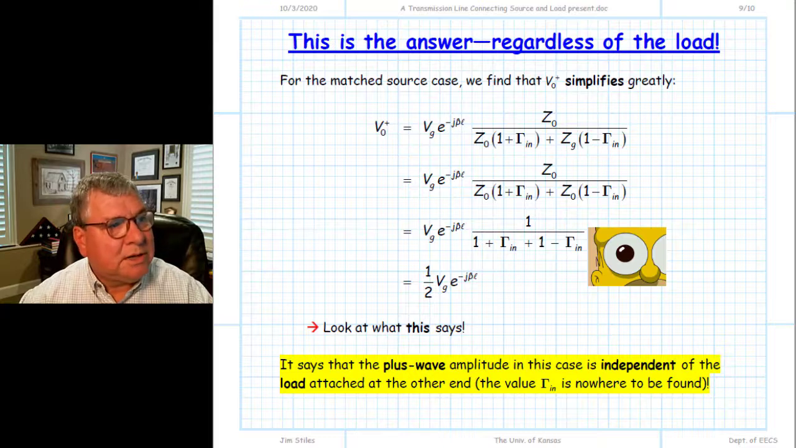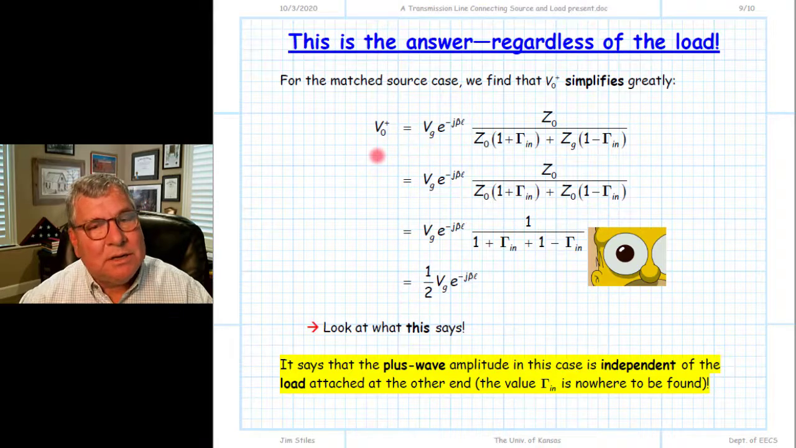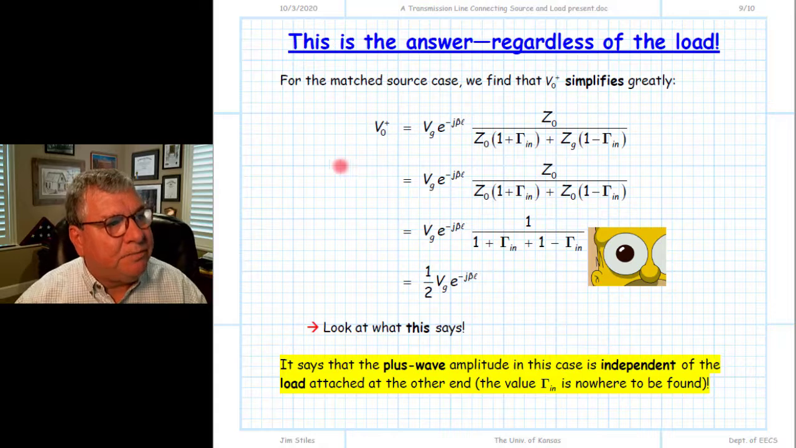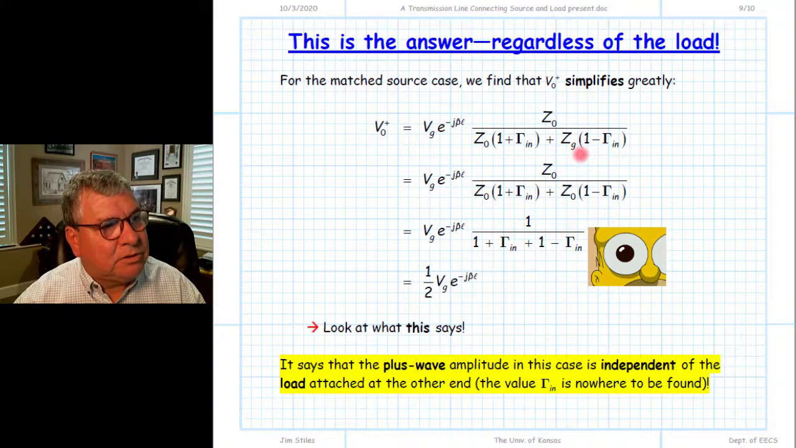So to show this, let's consider our complex wave amplitude V0 plus under the condition that the source is a quote matched source. The source impedance is numerically equal to Z0. So we go in here, and here's our general solution for the complex wave amplitude V0 plus. We see ZG occurs one time right there, and we set it to a value equal to Z0, a matched source, in other words. We can simplify our algebra a little bit there.